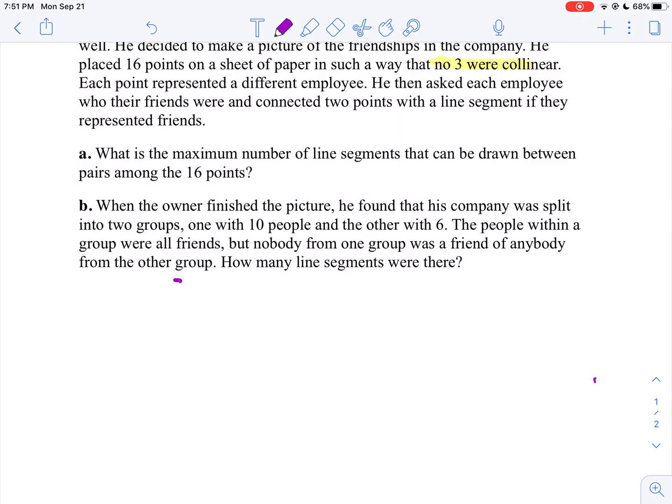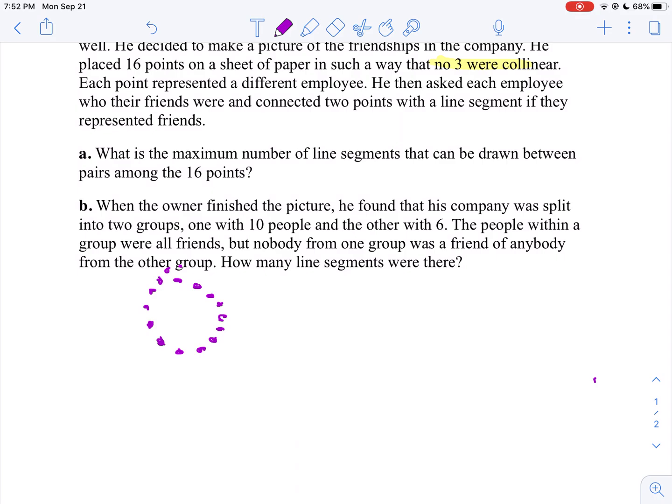So we have 16 points. So there's 1, 2, 3, 4, 5, 6, 7, 8, 9, 10, 11, 12, 13, 14. I ran out of room. 15, 16. My circle is kind of a spiral.